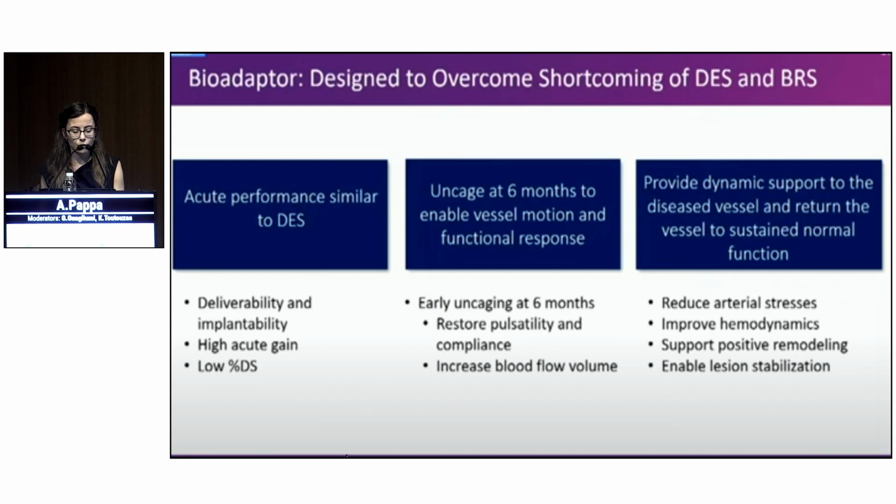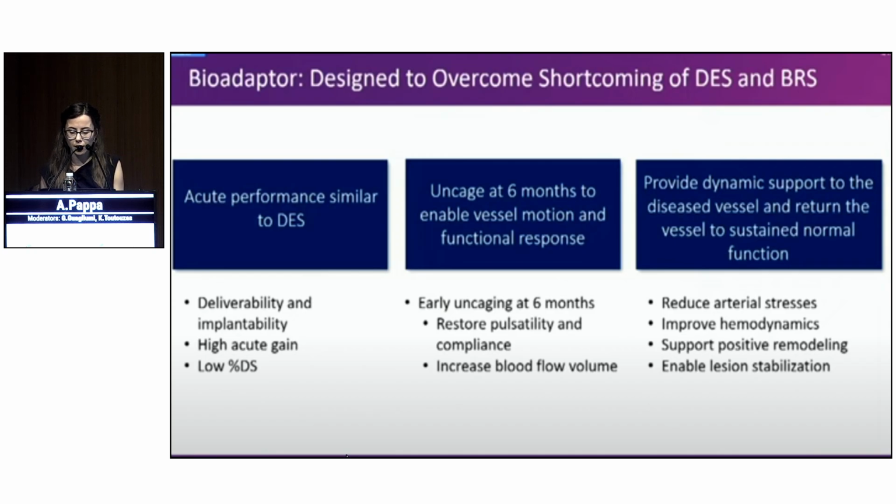Here are some other features of the new scaffold that make it superior, probably, to conventional DES. It has good deliverability and implantability. It has high acute gain. After the uncaging of the elements at 6 months, it enables vessel motion and functional response. With early uncaging, it restores pulsatility and compliance and increases blood flow volume.